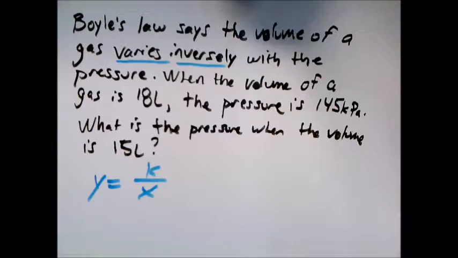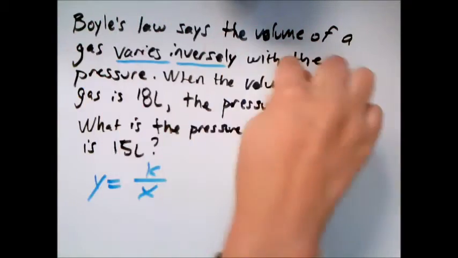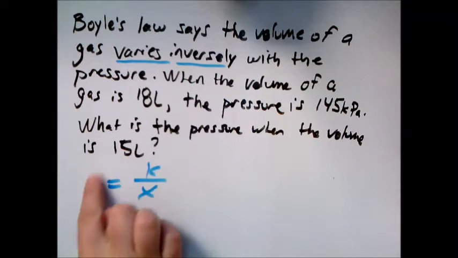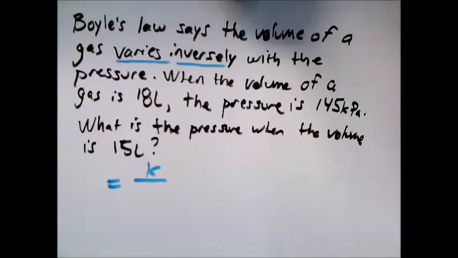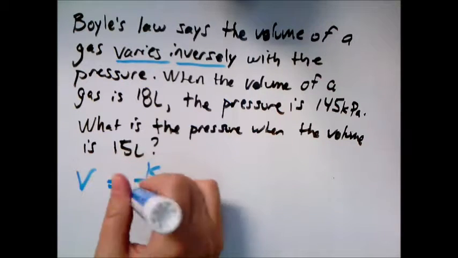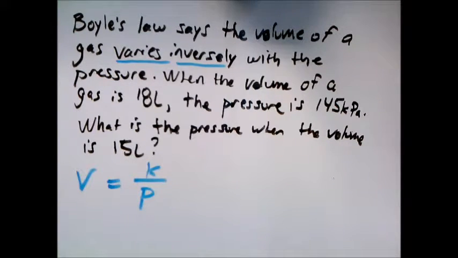Alright, it says when the volume of a gas is 18 liters. So volume varies inversely with pressure. So maybe instead of using x and y, I could say volume varies inversely with pressure. So I'm dividing by P, I'm dividing by pressure. Alright, then they'll give us an example one so that we can figure out what K is. So instead of having this theoretical equation, we'll have an actual workable equation.